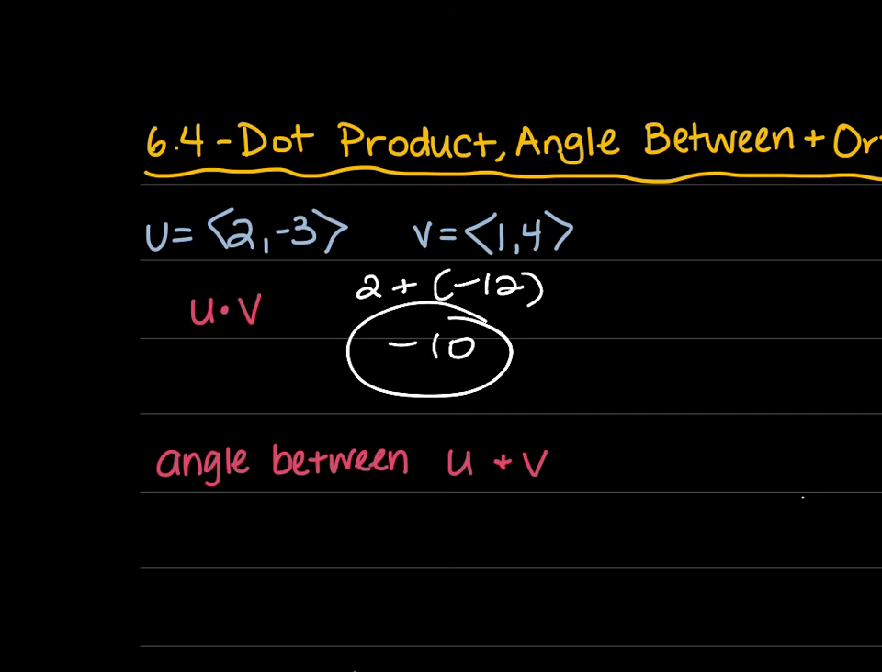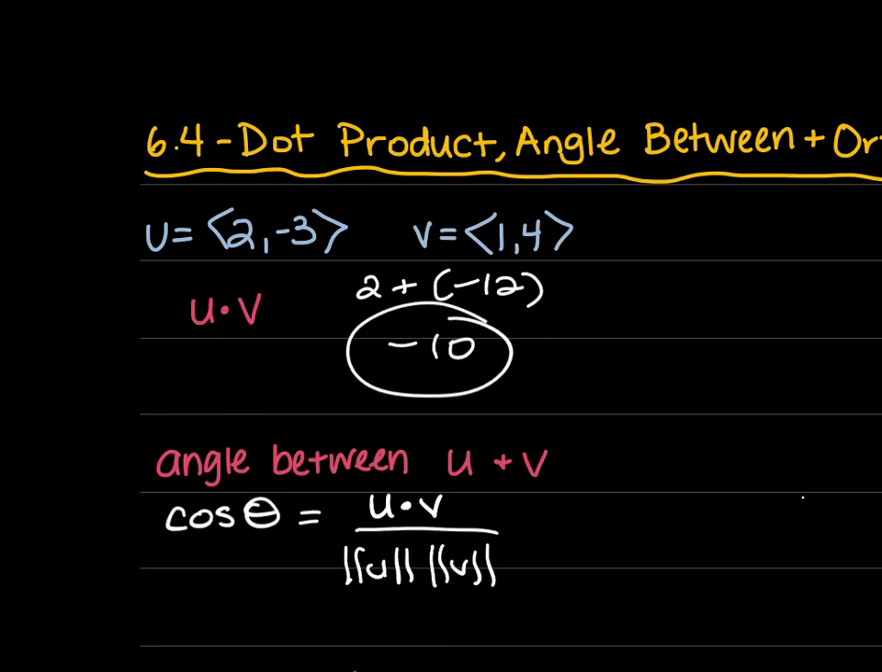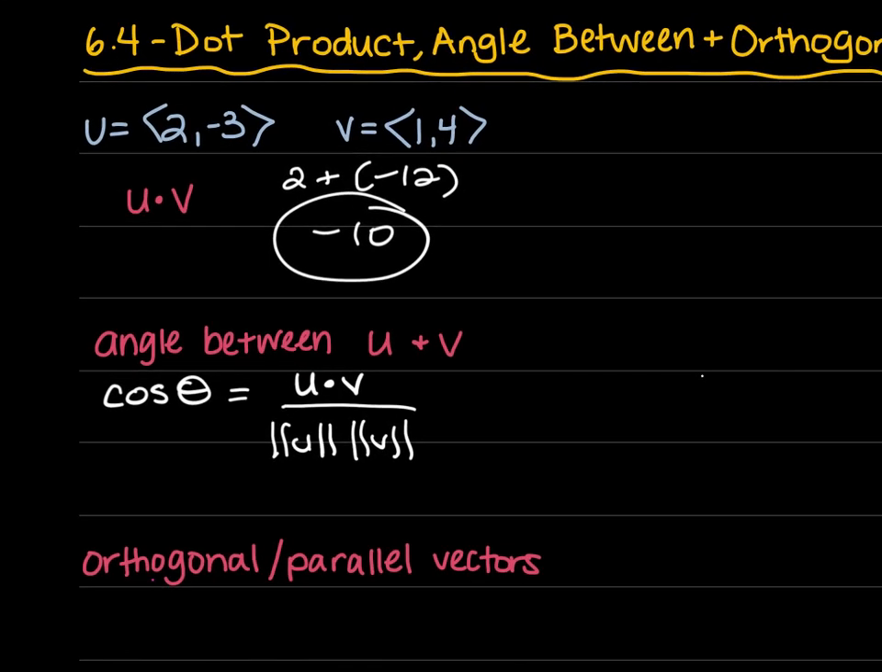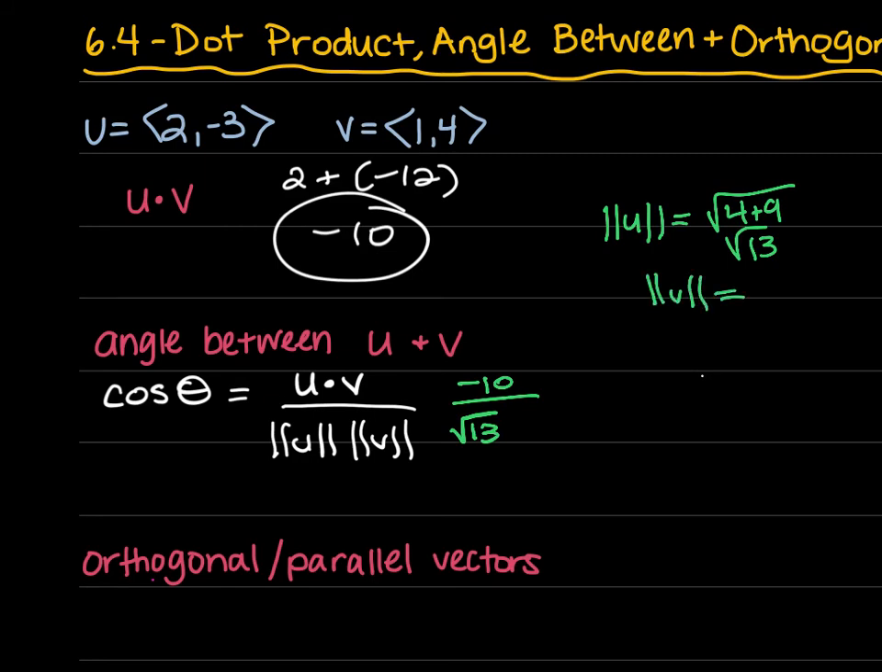Angle between, another formula, cosine of theta, would be the dot product of the two vectors over the component forms of each being multiplied together. So I already know the dot product here, which is negative 10. But then I'd have to find the magnitude of u, square root of 4 plus 9, which is square root 13. And then the magnitude of v, which is the square root of 1 plus 16, square root 17. And then I'll actually type that into the calculator all at once.